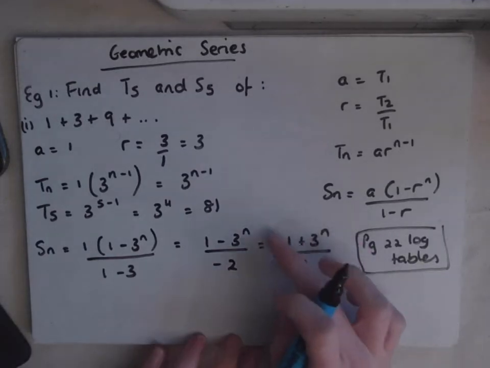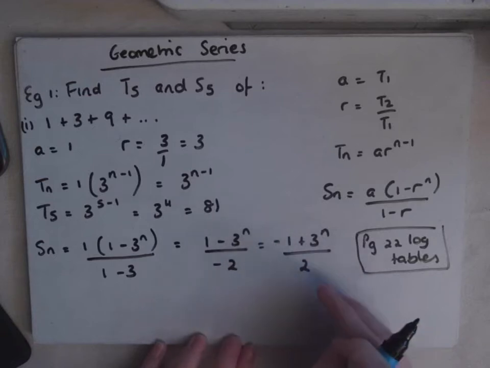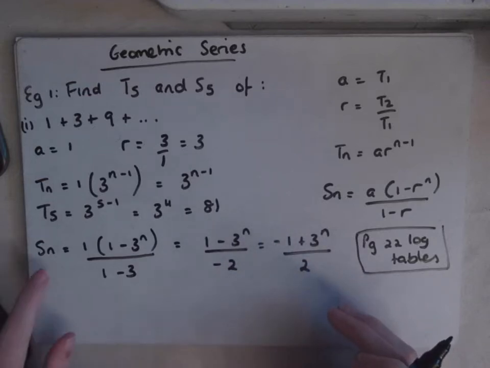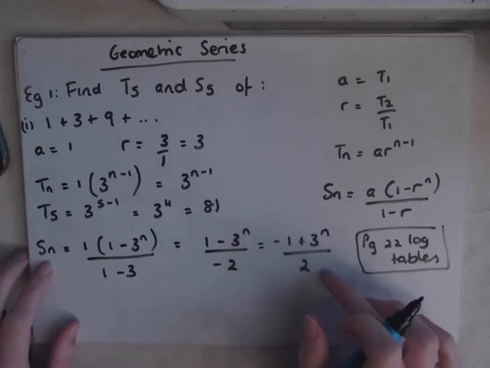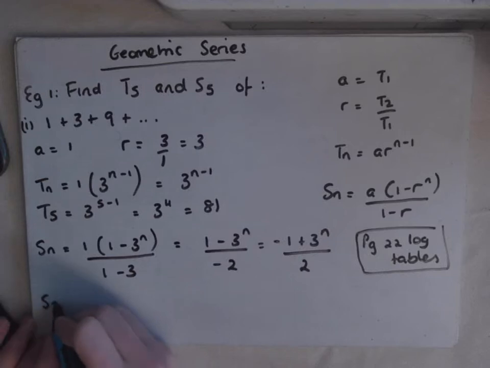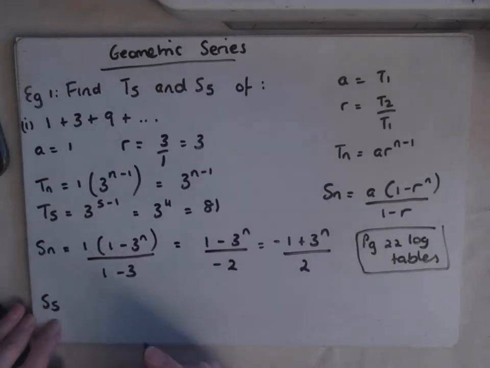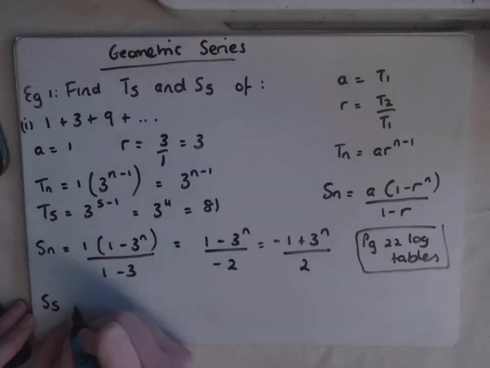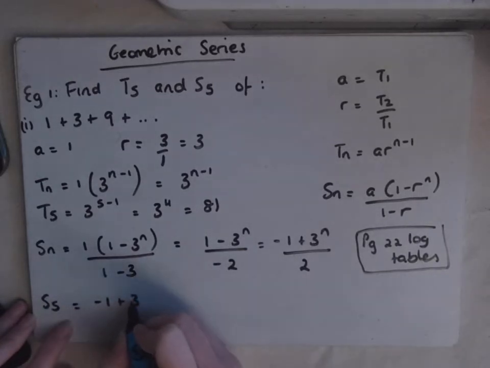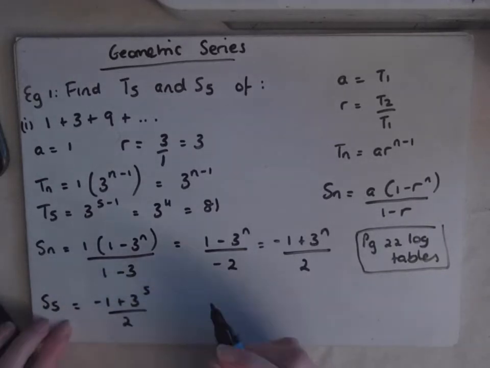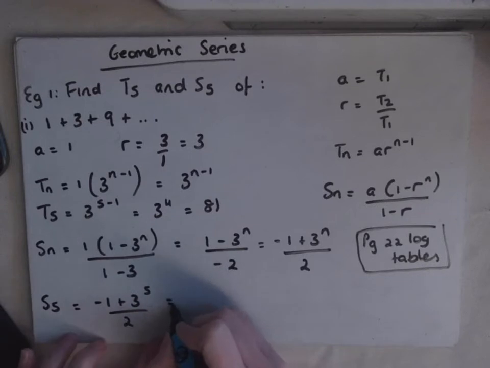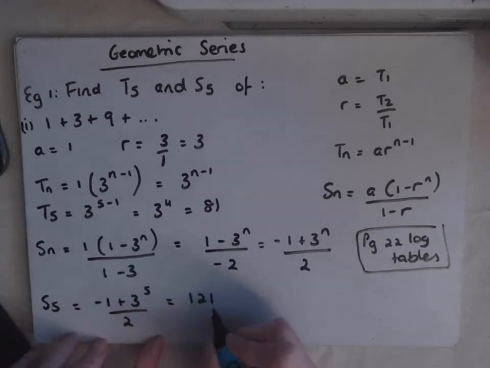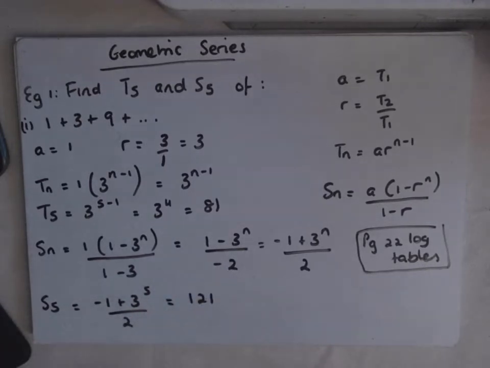Now that isn't necessary, but if they did just ask for Sn, you should do this. Because they've asked me for S5, I could have filled in 5 instead of n back here. But filling it in here, 3 to the power of 5 minus 1 over 2, what I get when I throw that into my calculator is 121. So that's part 1 of that.